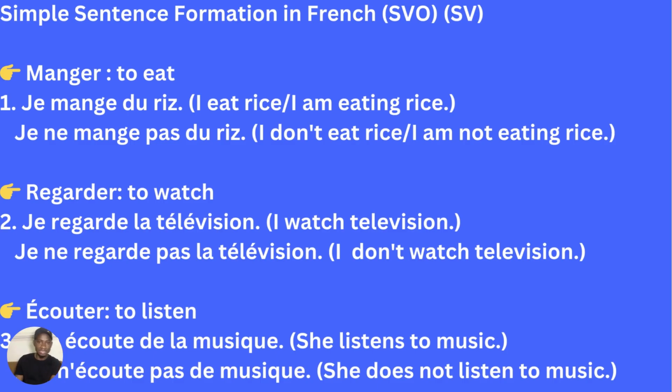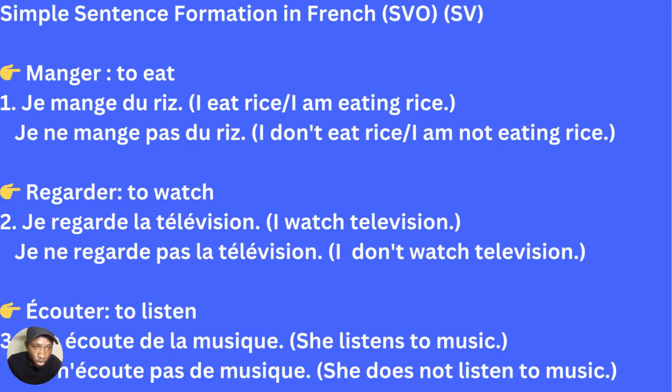Now we're going to look at simple sentence constructions. I told you we're going to work on sentence constructions. SVO, SV. SVO is subject, verb, object. SV is just simply subject, verb. Alright, so we're going to use verbs to form these sentences. So the verb manger, for example, means to eat.